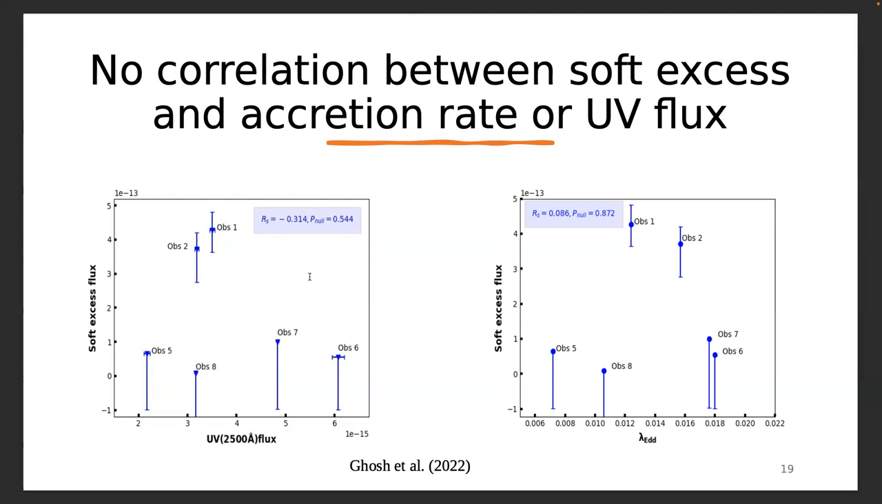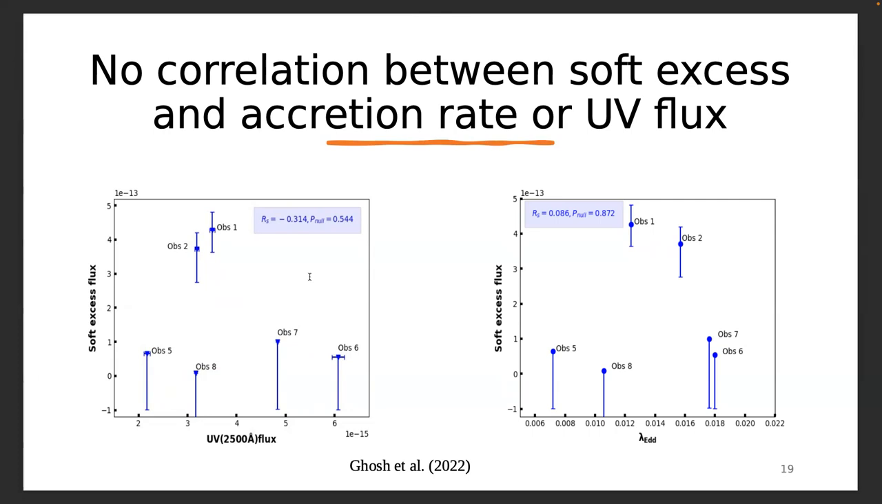So we don't see that here, because in observations 1 and 2 we can clearly see the soft axis was present, but the accretion rate is going all over the place. Even when the accretion rate is higher, we don't see the soft axis. Even when the accretion rate is lower, we don't see the soft axis. And we don't see a correlation between the soft axis and the UV.